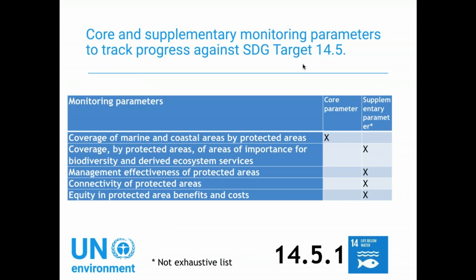And also in this case, we have a core parameter, which is the coverage of marine and coastal areas by protected areas, and then a number of supplementary parameters. In this case, the list is not exhaustive because we have a very long list of supplementary parameters that countries may want to consider when reporting on the implementation of this indicator, including the management effectiveness of protected areas, the connectivity of protected areas, the coverage, and the derived ecosystem services, and a number of other parameters and variables that are very much related to this important indicator.